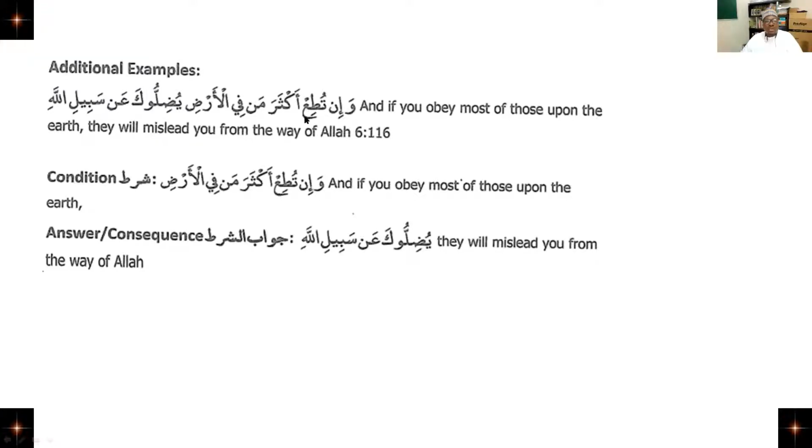So in tuti'. So here it says in tuti' akthara man fil ard. This is the fi'il shart or the shart statement. Okay. And then the jawab shart is yudilluka an sabilillah. If you obey most of those upon the earth, they will yudilluka an sabilillah. They will mislead you from the way of Allah. Okay. So our concentration now is on the fi'l mudari' majzoom and another fi'l mudari' majzoom. This one is majzoom by having the sukun, and this one is majzoom by dropping of the noon, because the actual normal fi'l mudari' is yudilluna. The ka is maf'ul bih.